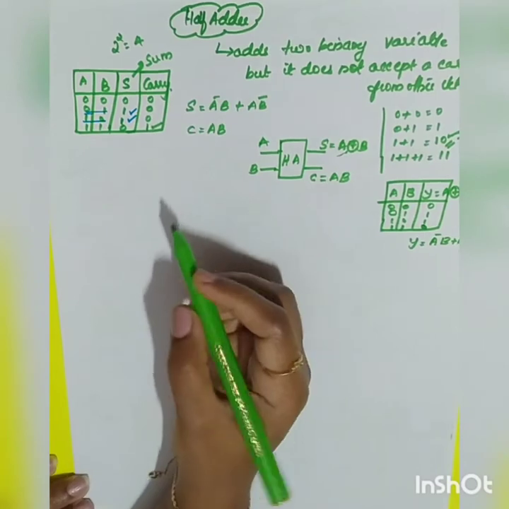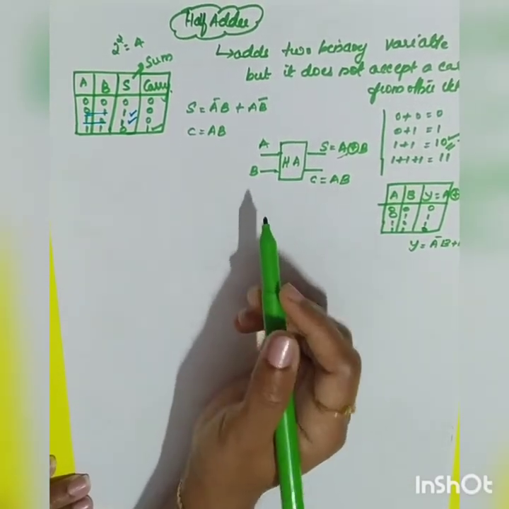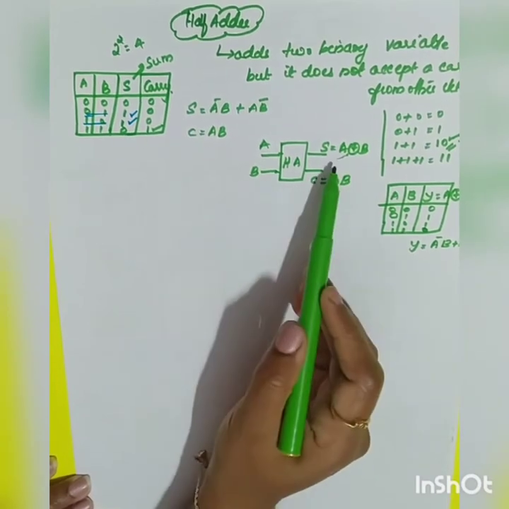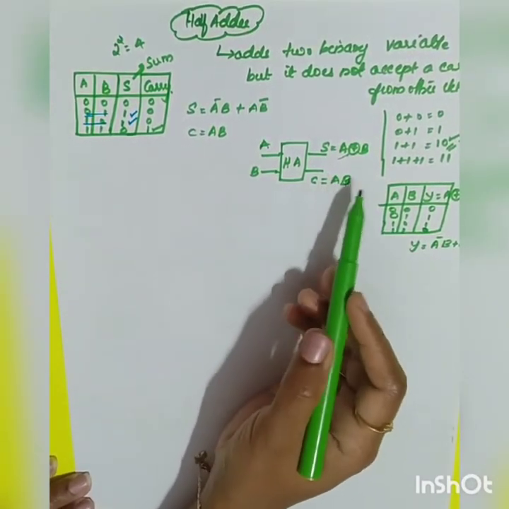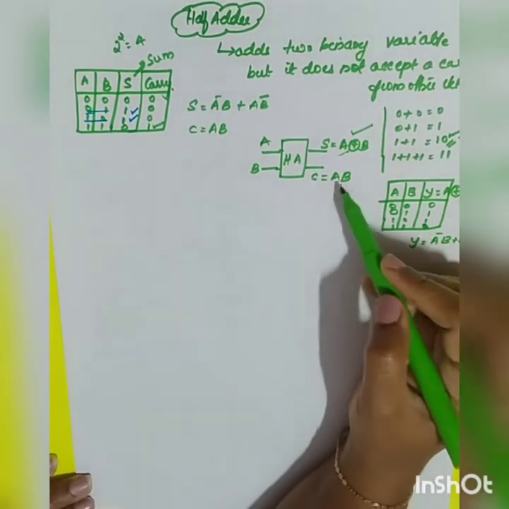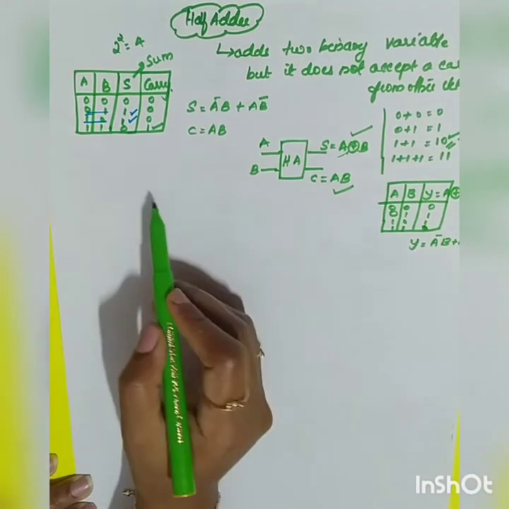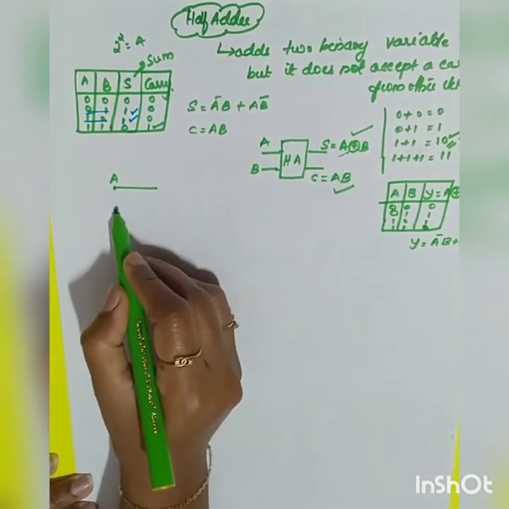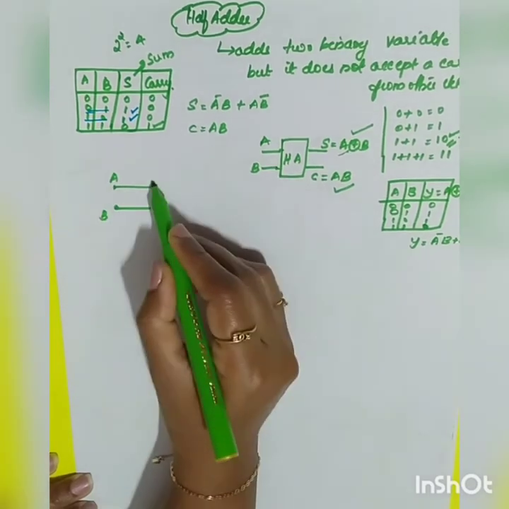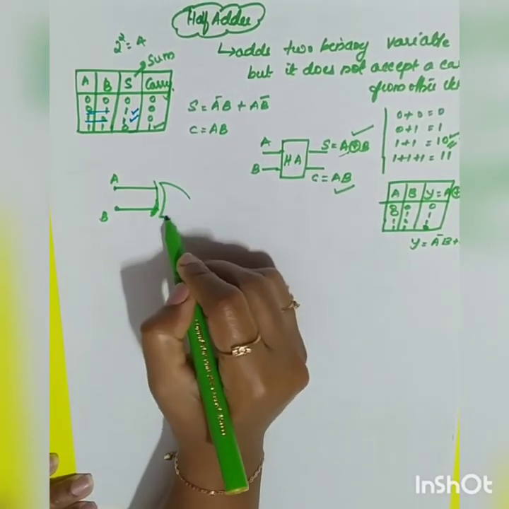Okay. Now, can we draw the diagram using your gates? You have to draw for sum and carry, right? So, sum is equal to A XOR B. You can replace this by an XOR gate. A into B carry, you can replace it by an AND gate. Okay. So, you have two inputs A, B. If I connect it to an XOR gate, you can get your sum.